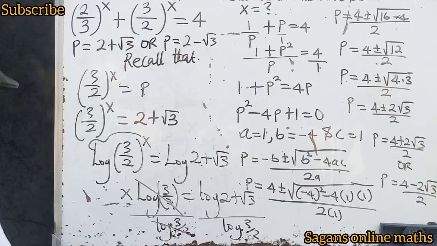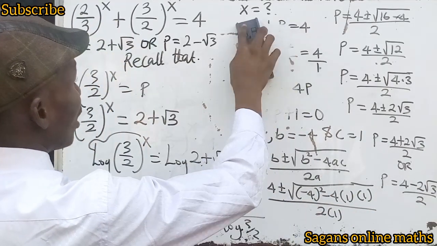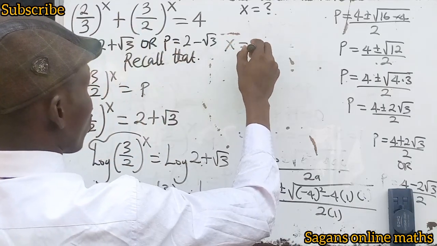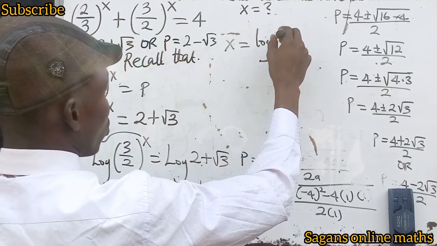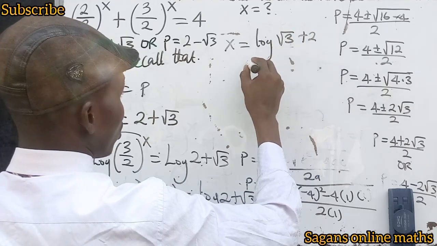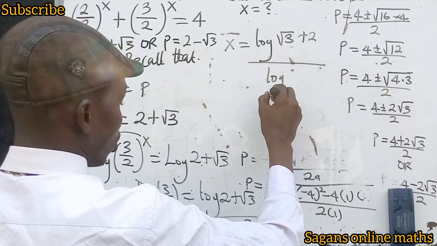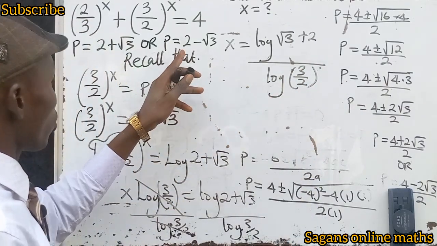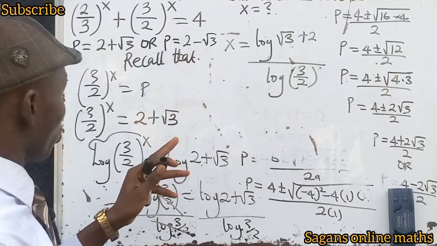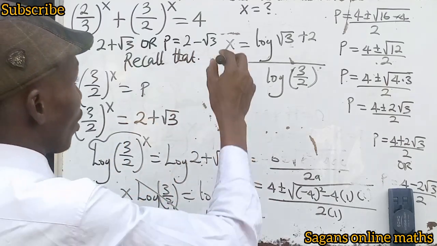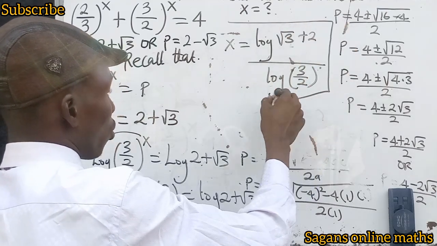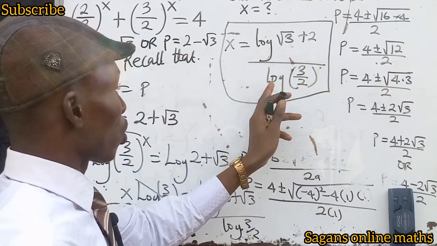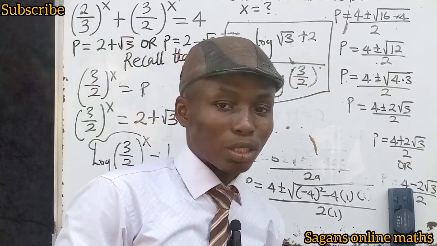Now this will cancel out this, right? So we now see that our X will be equal to log of root 3 plus 2, divided by log of 3 divided by 2. This is one of the values of X. And when P equals 2 minus root 3, you can also substitute it and still solve for X. So X equals log of root 3 plus 2 divided by log of 3 divided by 2. And this is the solution to this particular problem.